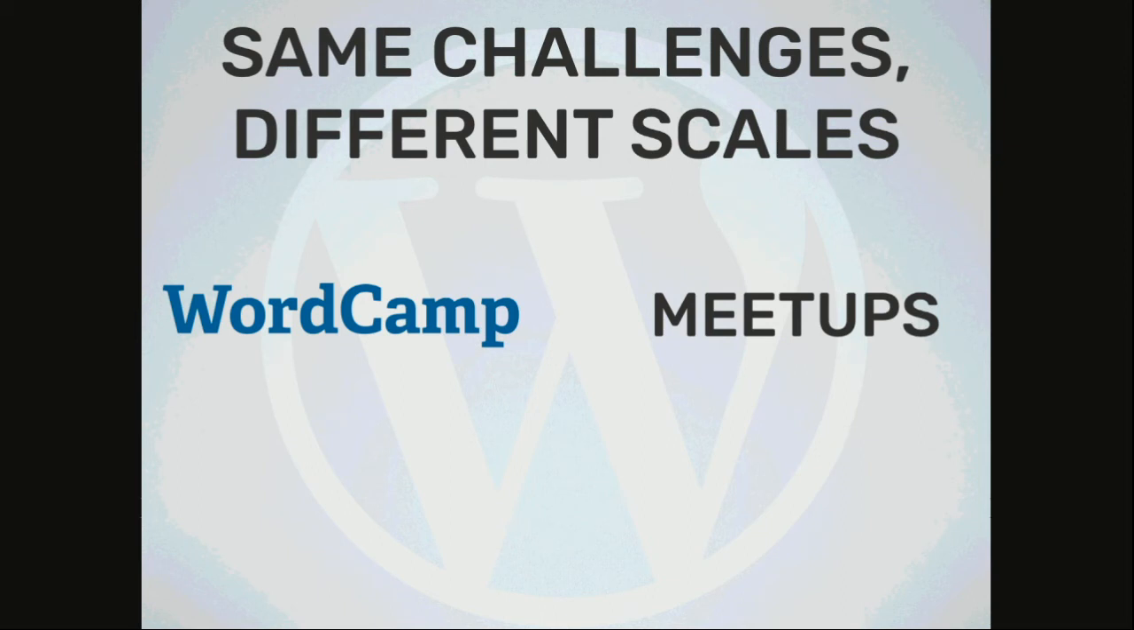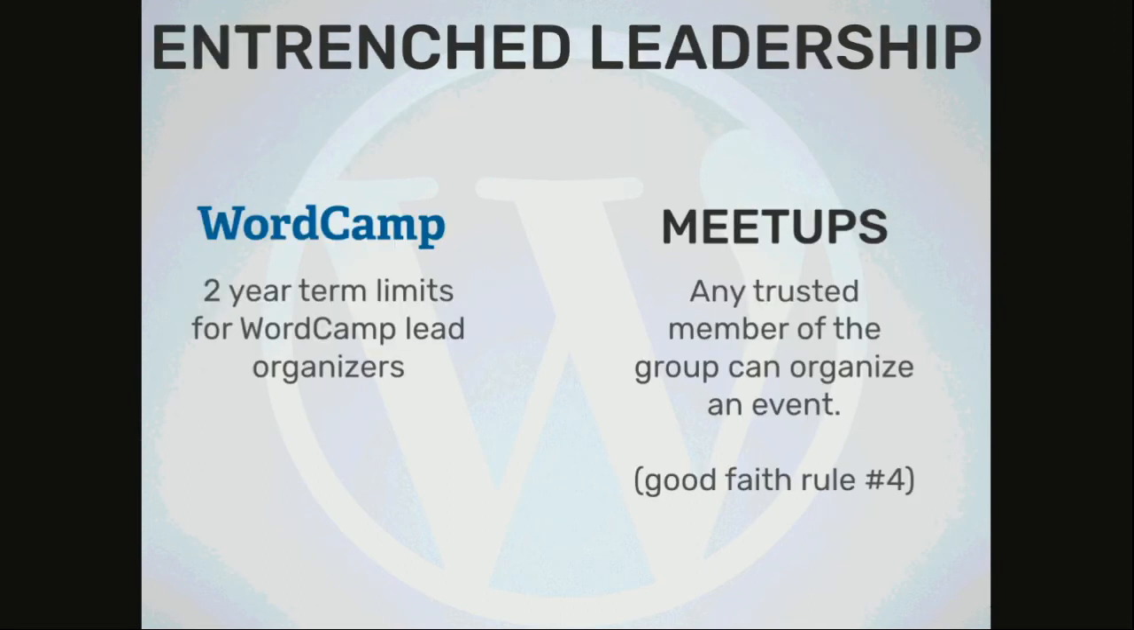But both of those are problems. And the rare problem is a problem from the get-go, right? But generally the problem is burnout or exhaustion or just, hey, I don't want to do this all by myself, right? Because community organizing is a lot of work. So we address this in meetups and WordCamps kind of from two angles. The good faith rule for meetups that any trusted or reliable member of the group can organize an event is our way of addressing it from an entry point perspective, right?